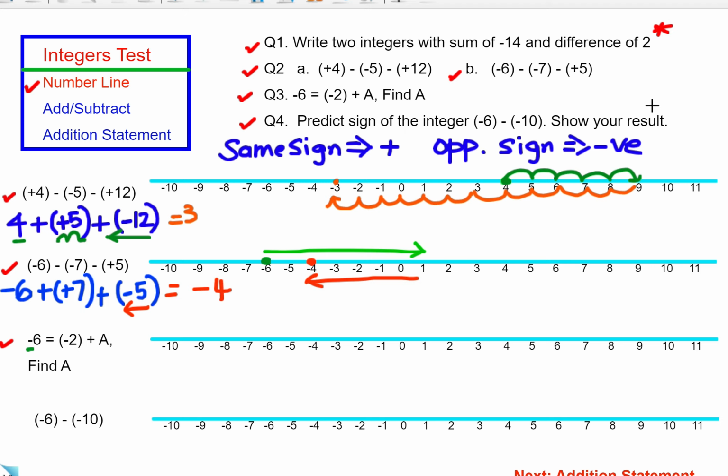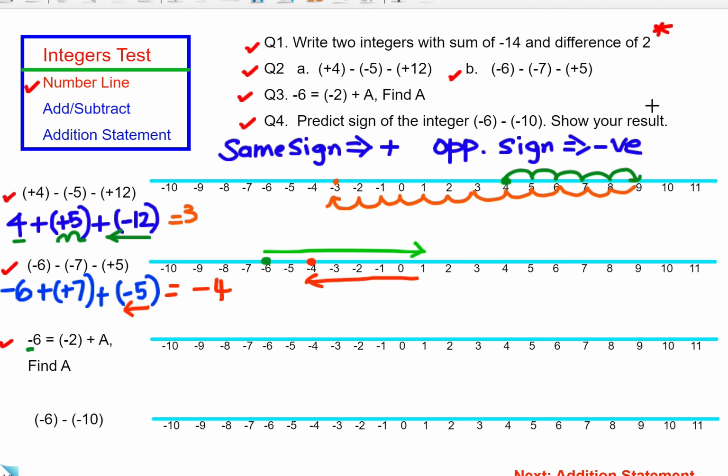Is that clear to you? So that is how we could actually do this particular question. So you can move with the lines as I've shown here or the other way. It is your choice. Now question number 3 is very interesting.